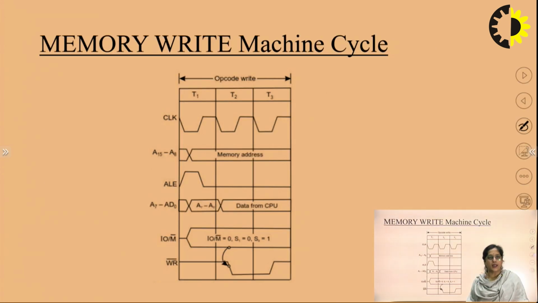In case the microprocessor is writing something in the memory, it again takes 3 T states. In the write operation, the higher address will be on the address bus, the ALE signal will be high, and the lower order address will be carried in the T1 state. The data will be placed by the microprocessor when the T2 state starts, and then the write signal will be active low, indicating that the microprocessor is performing a write operation. IO/M bar will be low because the write operation is performed with memory. So these are the machine cycles which are used.